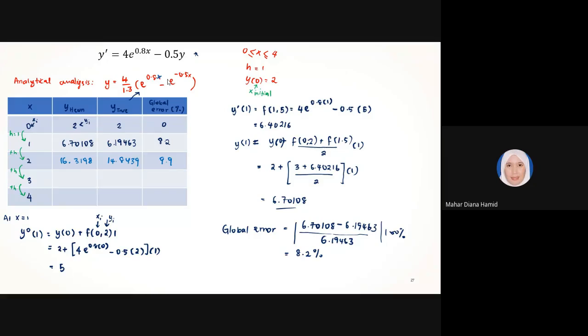Right, can you try to do x equals to 3 and x equals to 4? Because later on we're going to have another methods. The reason why I take this particular MATLAB session is because I don't want you to get confused between all these Runge-Kutta methods. So can you try to do x equals to 3 and x equals to 4?